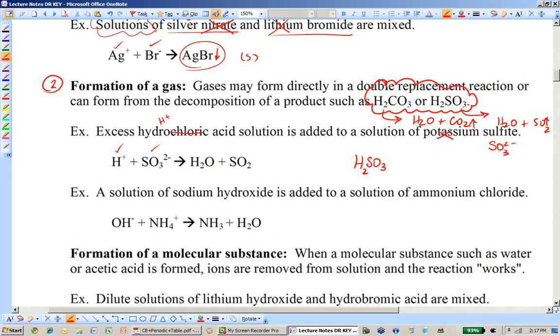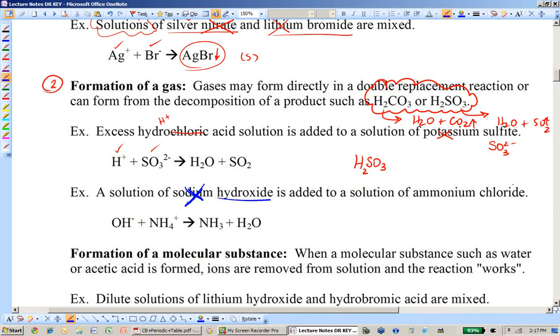A solution of sodium hydroxide, I celebrate that 1A metal and get it out of there. And ammonium chloride, that's also very soluble. So when these things are added to solution, I'm going to make sodium, ammonium, and wait, let me think that through. Oh, but it's the chloride here that's not going to be reacting. So let me try that again. Sodium, out of there, no problem. The hydroxide is going to be added to a solution of ammonium chloride.